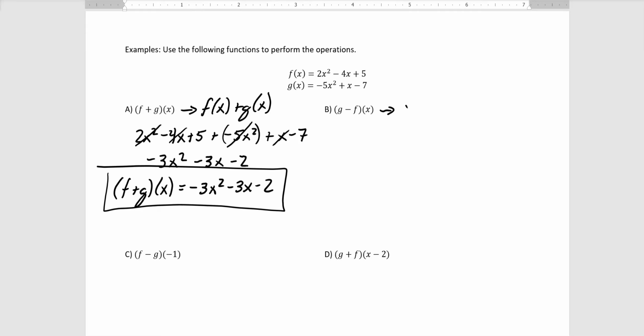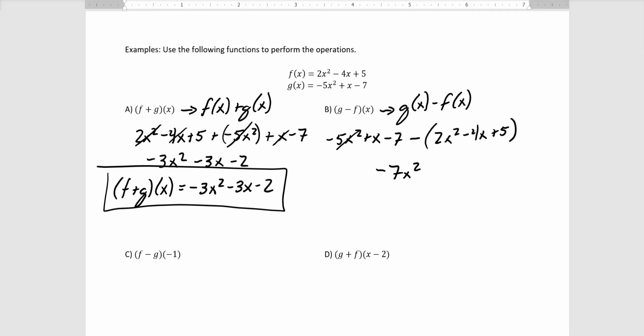All right, let's look at letter B, g minus f of x. So this is the same thing as g of x minus f of x. So g of x is negative 5x squared plus x minus 7 minus, I'm going to put all of f of x in parentheses to show that this negative is getting distributed. So 2x squared minus 4x plus 5. And then once again, we'll just combine our like terms. So we have negative 5x squared minus 2x squared, so that'll become negative 7x squared.